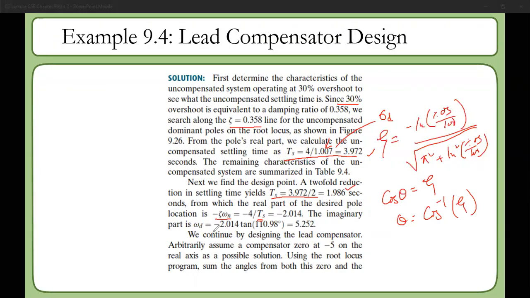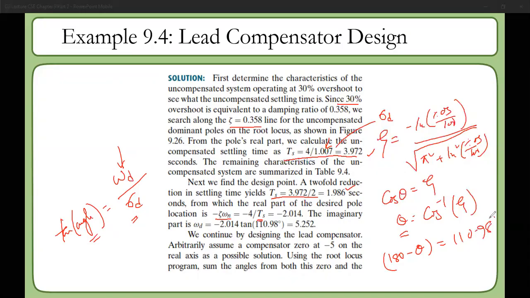Okay, so based on that, you can find out the omega d location, because we know that tan inverse, the angle contribution, is actually omega d by sigma d. So from that, if you know the sigma d, you can find out the omega d. The angle is already known to us, because we already figured out from here theta. So the angle will be 180 degree minus the theta. So that will give you 110.98, something like that. Okay, so if one is given and you know the angle, because it is always a constant percentage overshoot line, you can find out the other one. So vice versa, whatever is given.